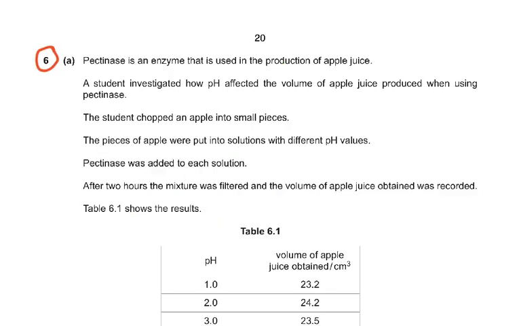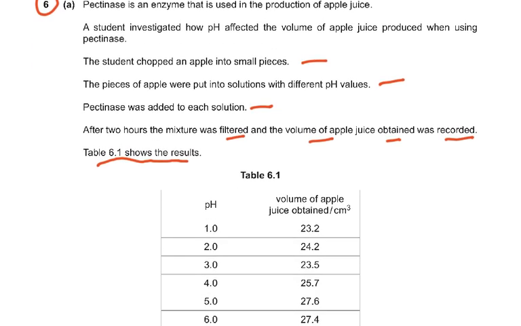Another question on pectinase. Pectinase is an enzyme that is used in the production of apple juice. A student investigated how pH affected the volume of apple juice produced when using pectinase. Basically, it's an enzyme question. The student chopped an apple into small pieces. The pieces of apple were put into solutions with different pH values. Pectinase was added to each solution. After 2 hours, the mixture was filtered and the volume of apple juice obtained was recorded. Table 6.1 shows the results.